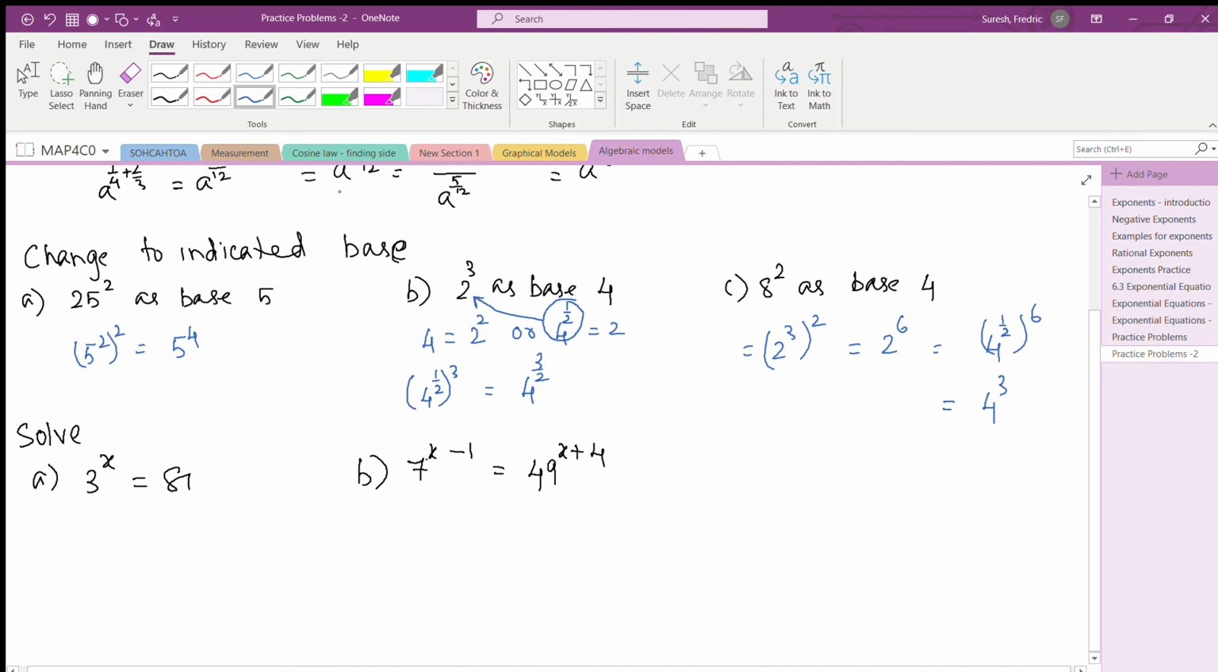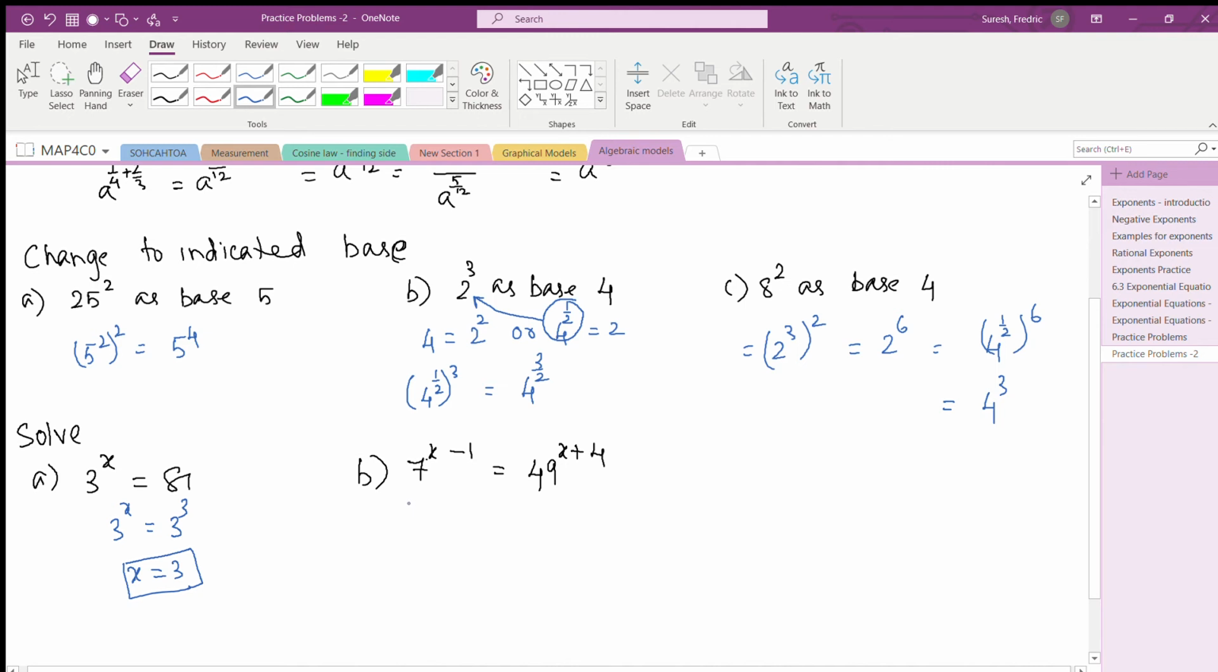Looking at the exponential equations here, the first one is really simple. I can write the right side as 3 to the power of 3. So 3 to the power of x is 3 to the power of 3. We have two exponents that are equal to each other. The bases are the same, and therefore it must be true that x equals 3. That is, the powers must also be the same.